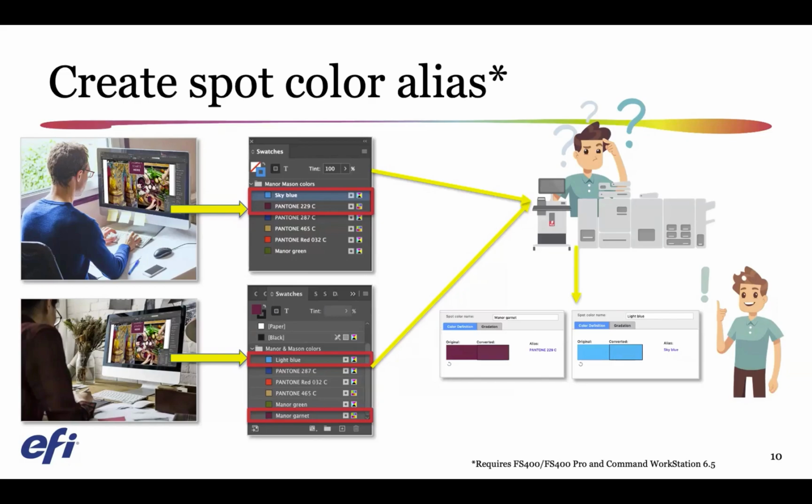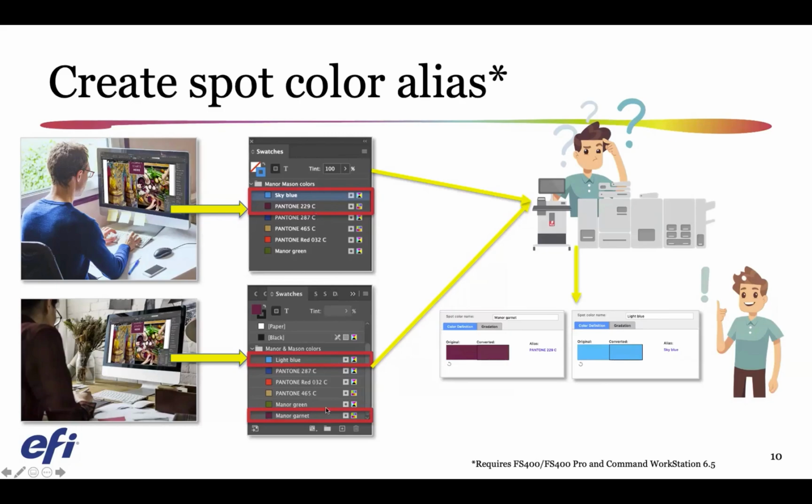So let's look at this example. Two different designers for the same brand are sending files to a print service provider. They're using the same color set, but they're using different names for the same color. You see one designer is calling a color sky blue and the other is calling it light blue. And one designer is using the actual name, Pantone 229C, and another's called that same color Manor Garnet.